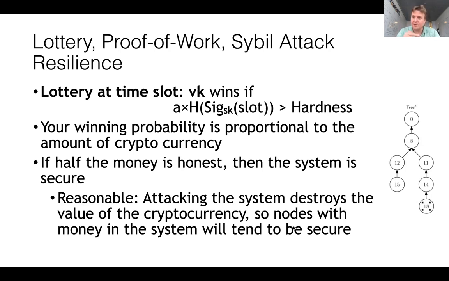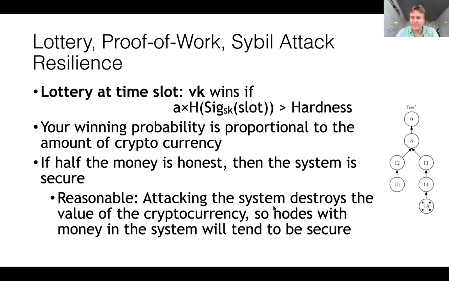So now the system is being run by people that have money in the system. And this cryptocurrency is only worth something if the system is healthy. And the system is healthy if 51% of the people running the system are doing it honestly. So certainly it seems very reasonable, right? That you have the system run by the people for which it's valuable that the system is honest. So that's the story about proof of stake.